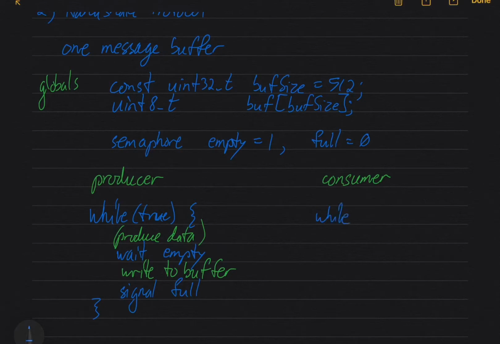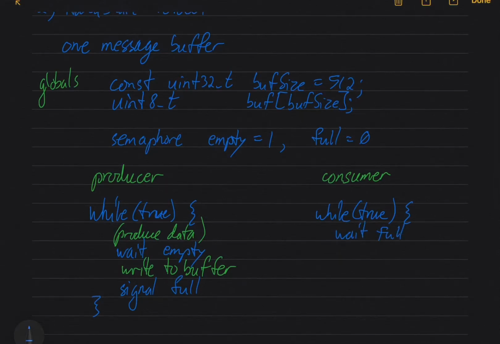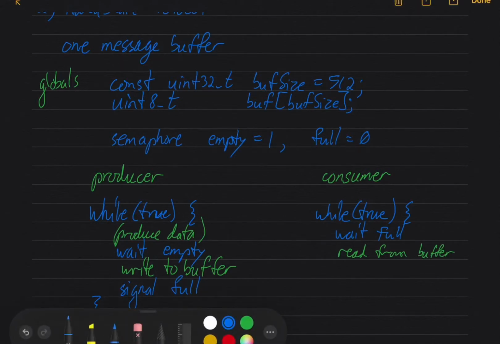The consumer will also be an infinite loop. And what it will do is, first thing it needs to do is wait for data. So it's going to wait on full. So initially it will block. Once the producer has put data in the buffer, it will signal the consumer, which will unblock it, and the consumer will read from the buffer, and then it will signal that the buffer is empty.